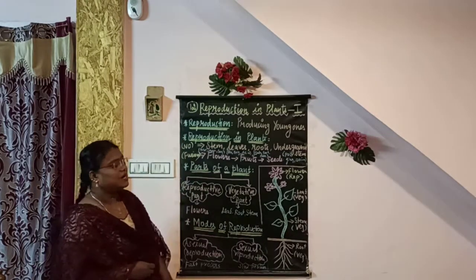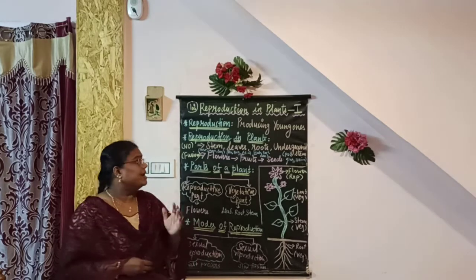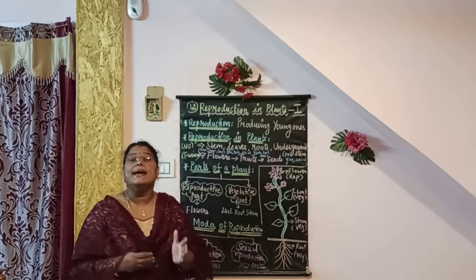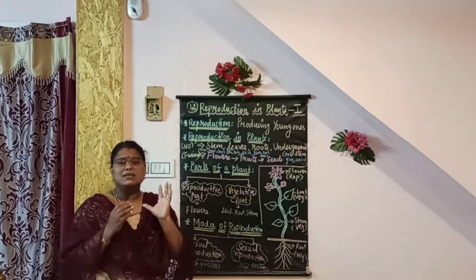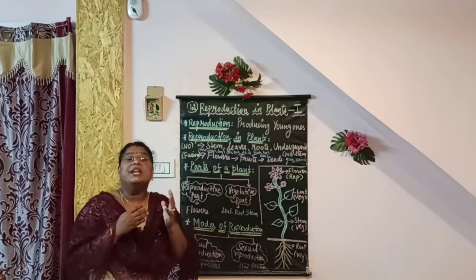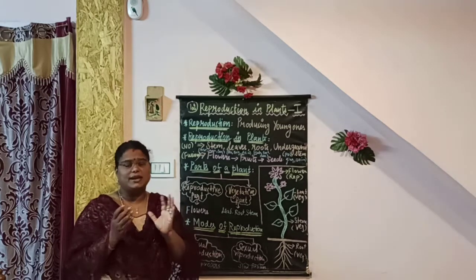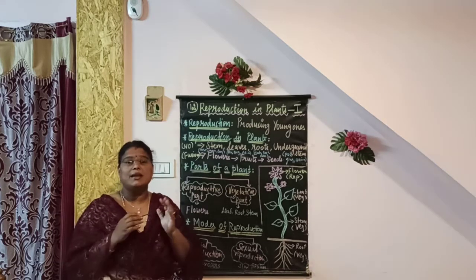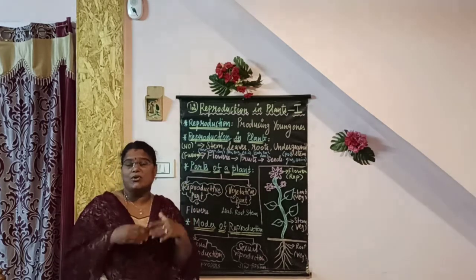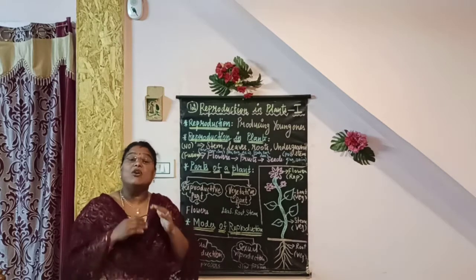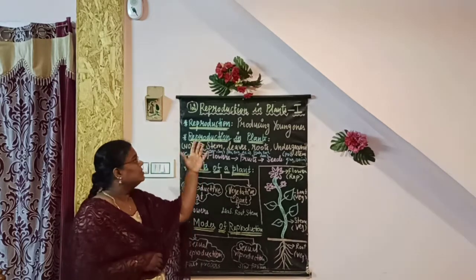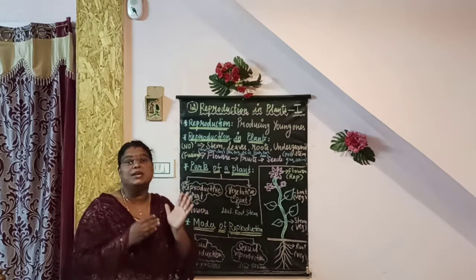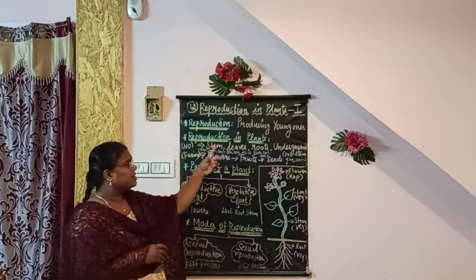And what is reproduction? As I told already, reproduction is the process of producing their young ones. Young ones means offspring, we can say own individual, child, kid, like that we can say. So reproduction is the process of producing their young ones. You are the young one of your parents, or you are the offspring of your parents. In this chapter we are going to study reproduction in plants. Next, reproduction in plants.